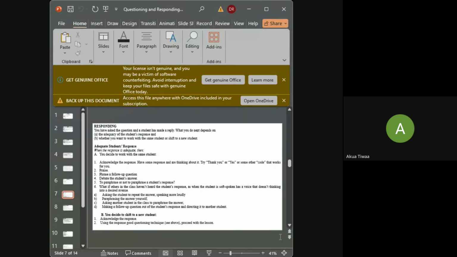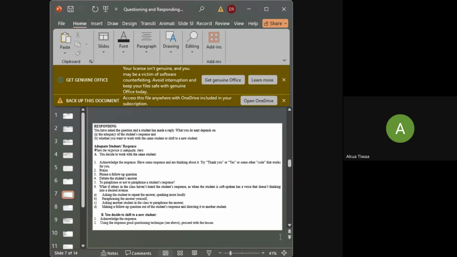You can ask the student to bring out the answer again. He or she should repeat the response. Or you can paraphrase it yourself. You can tell the learners, okay, so she said this. Or you can even ask another student to say the response that the student gave to the whole class. Making a follow-up question out of the student's response and then directing it to another person. So that is it.